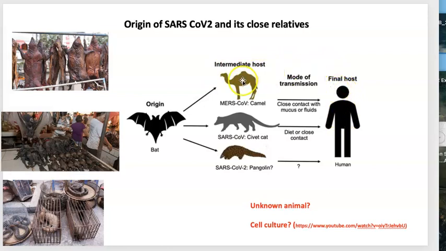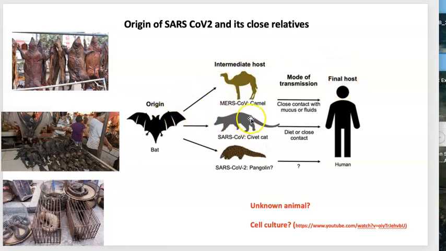Humans regularly ride camels and eat them in this part of the world, and so there's pretty regular exposure between these respiratory secretions. This is a particularly deadly virus, so when it does jump into the population, it burns out fairly quickly.